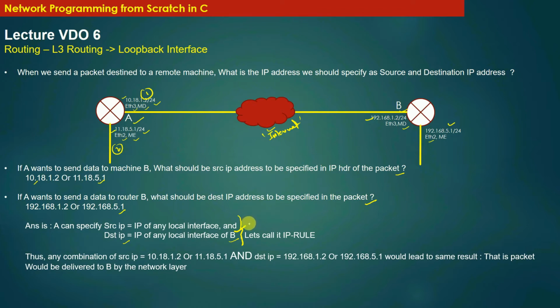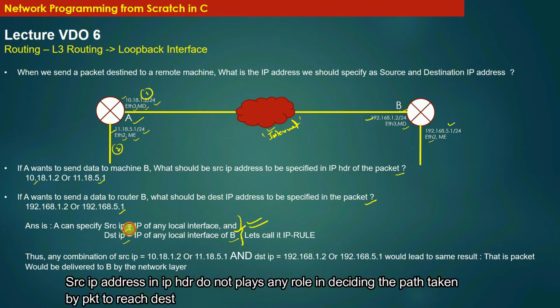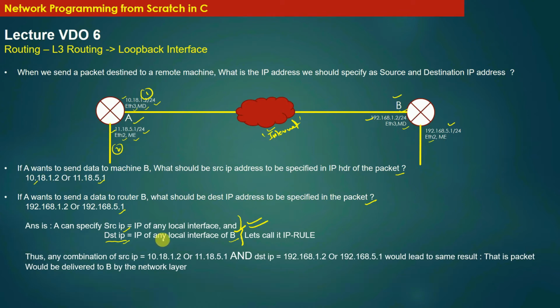as long as the destination IP address and the source IP address in the packet meet the following criteria. In fact, the source IP address specified in the packet does not impact the journey of the packet to destination machine B. It is only the destination IP address specified in the IP header of the packet that impacts the journey of the packet from source machine to destination machine. So as long as the destination IP address in the packet is the IP address of any local interface of the destination machine, the packet will eventually reach the destination machine.